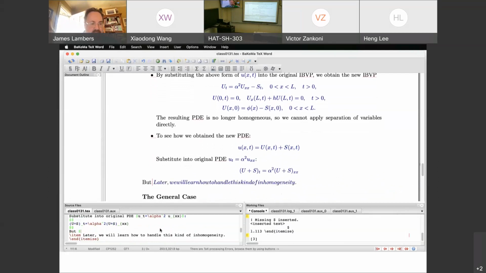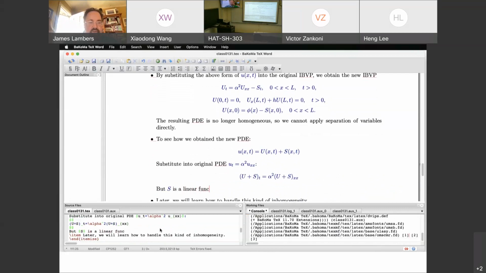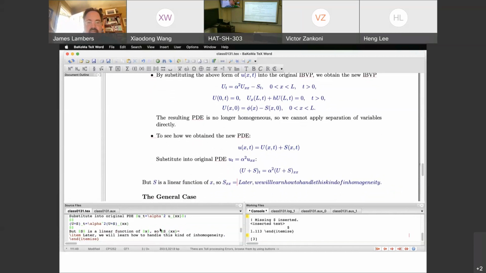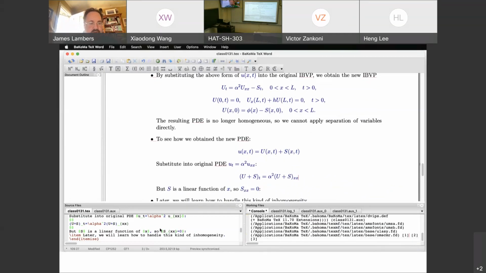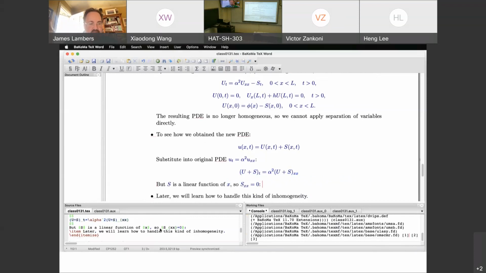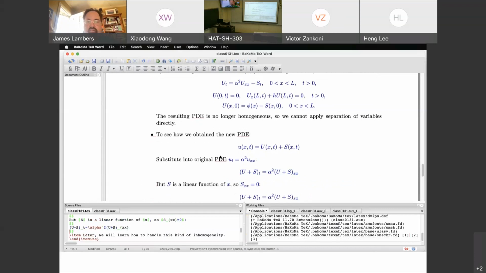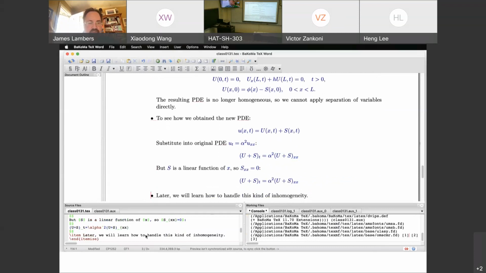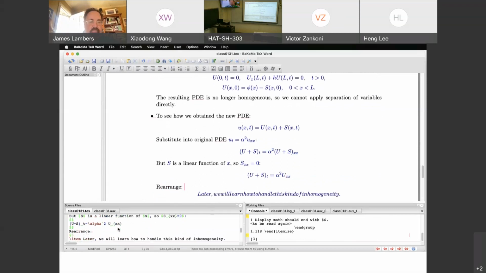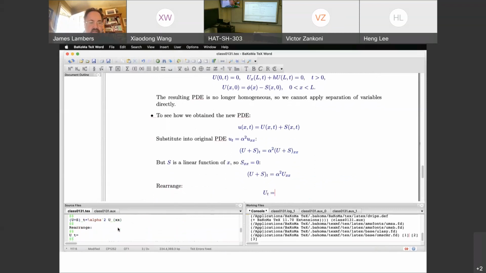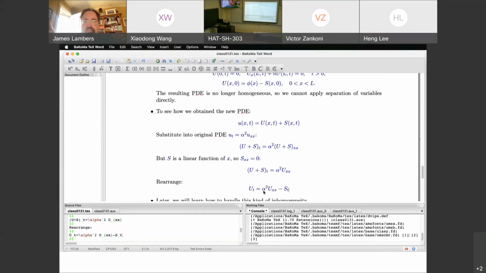But capital S is a linear function of x. So S_xx is equal to 0. So that term I can toss out. Now I can just rearrange and I'm done. Keep in mind that differentiation is linear. And you see how the new PDE comes about.